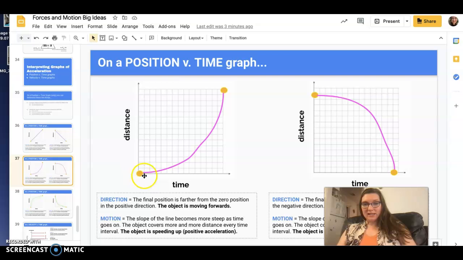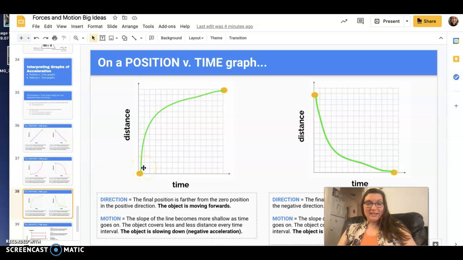This object is accelerating because as time goes by, it's covering more and more distance every second. So this is kind of what your cart on an incline lab looked like. This one is going faster and faster in the negative direction. So this is a negative acceleration in the negative direction.